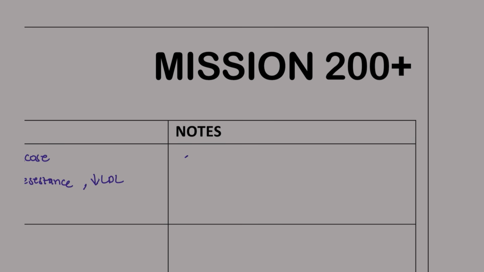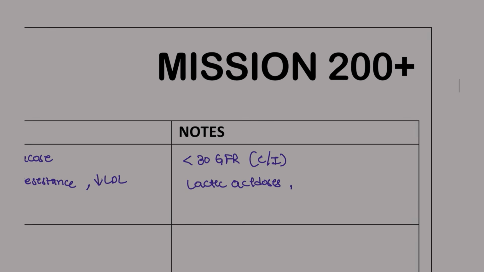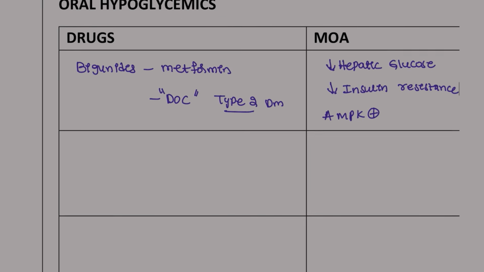The side effects: if the patient's GFR is 30%, or end stage renal disease, this drug is contraindicated. I have to shift to another drug. It can cause lactic acidosis also, mostly in females, and B12 deficiency will also be seen with the biguanides.